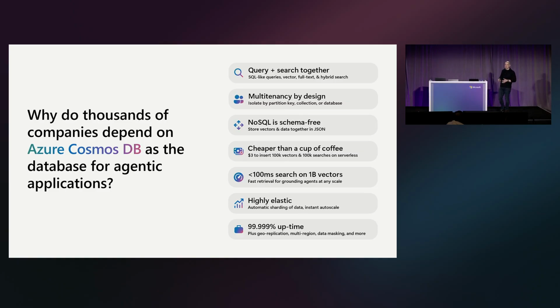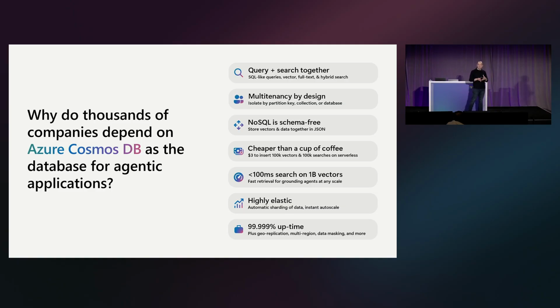So let's start with the question: why do thousands of companies depend on Cosmos DB as their database for their AI, search, and agentic applications? Well, there are multifaceted reasons here. In Cosmos DB, there's a SQL-like query language that's extremely flexible and allows you to perform complex queries on your document data. You can do vector, full text, and hybrid search for a full semantic search pipeline right in the query language. Cosmos DB is also designed with multi-tenancy in mind, offering multiple levels of isolation, through partition key for logical isolation, and to collection, database, or resource for physical isolation as well.